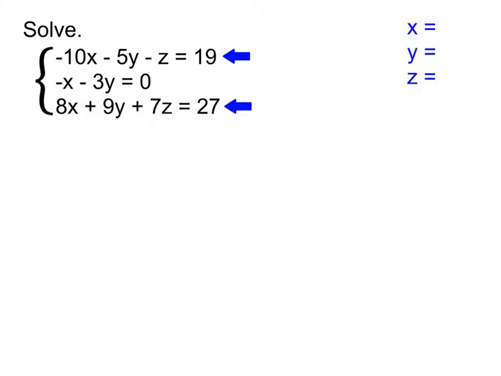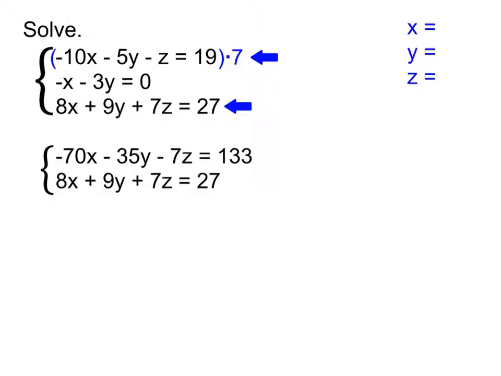So if I want the z's to cancel out, they aren't going to do that right now, will they? So what do I need to do in order to make them cancel out? Times 7. Yep, exactly. Multiply that first equation by 7. And then we're going to write both of those equations together after I do that. So this is what you should be looking at.